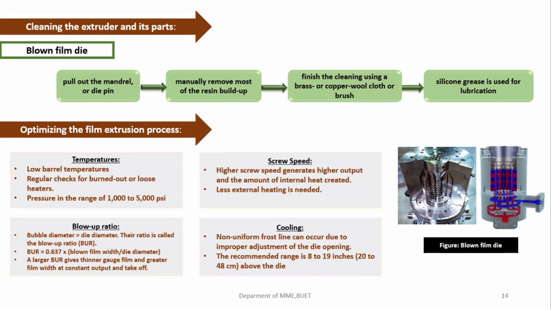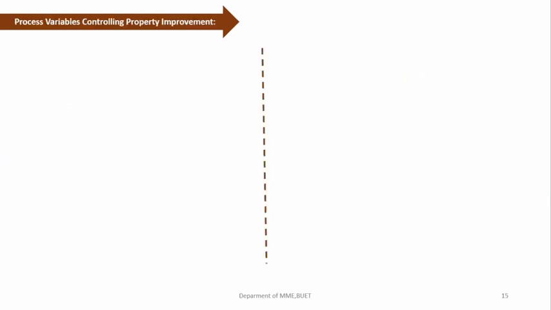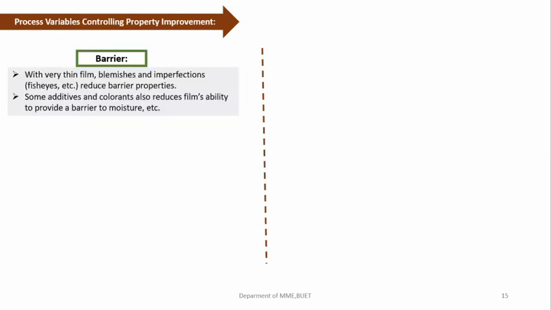Then, for cooling, non-uniform frost line can occur due to improper adjustment of the die opening, and the recommended range should be 8 to 9 inches above the die. Now, for process variables controlling the property environment improvement, first, the barrier properties can be reduced by blemishes and imperfections for a very thin film, and additives and colorants also reduce the ability to provide barrier to moisture.